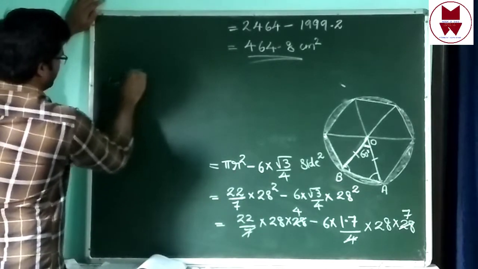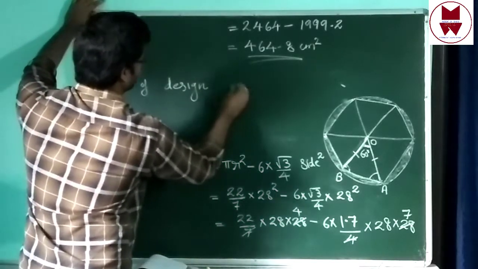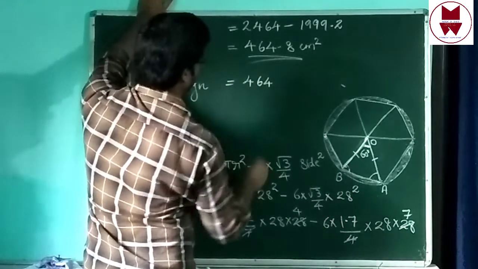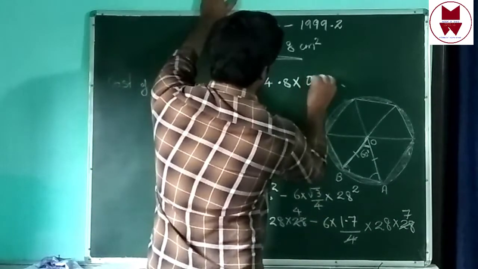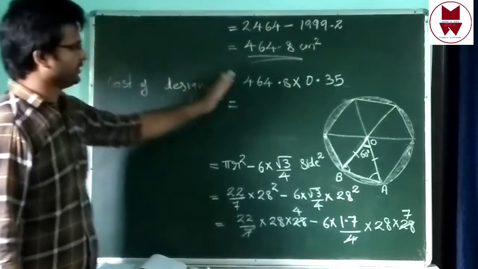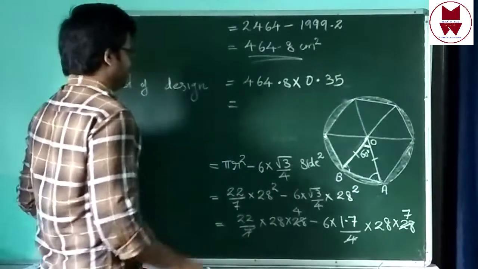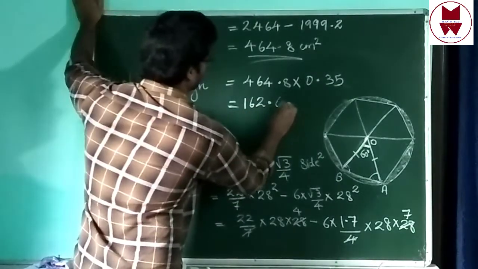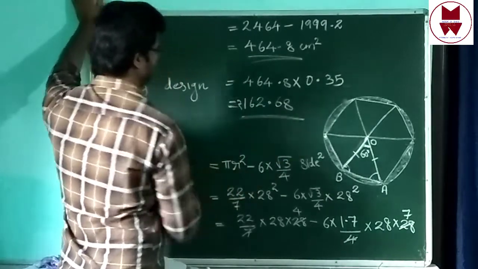Now cost of design equal to area of design, that is 464.8, into per centimeter square 0.35 rupees, already given in the question. Multiply 464.8 into 0.35. That time we will get the answer 162.68. That will be our answer.